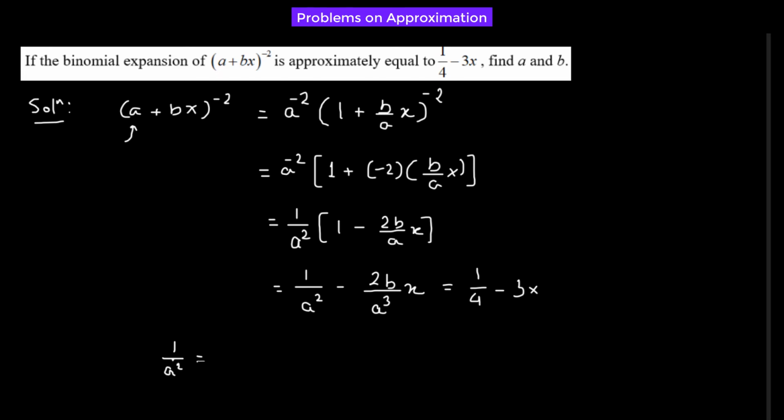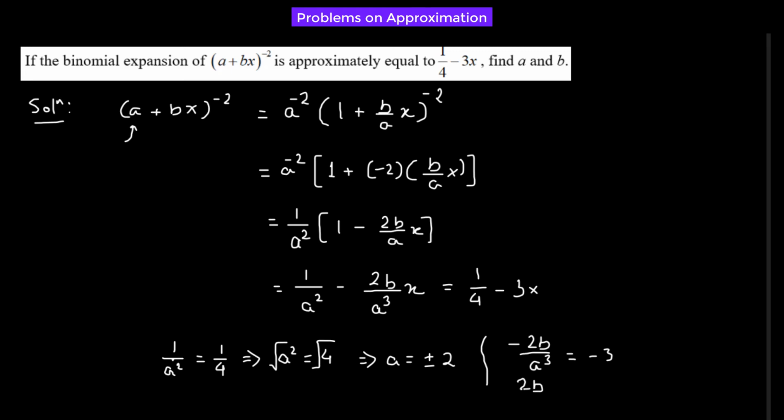is equal to 1 over 4. So we take the reciprocal. We get a squared is equal to 4. Then we take the square root on both sides, and that should give us a equals plus or minus 2. Now we compare the second term, so we'll get negative 2b over a cubed is equal to negative 3. So we multiply both sides by negative 1, and that would give us 2b over a cubed is equal to 3.